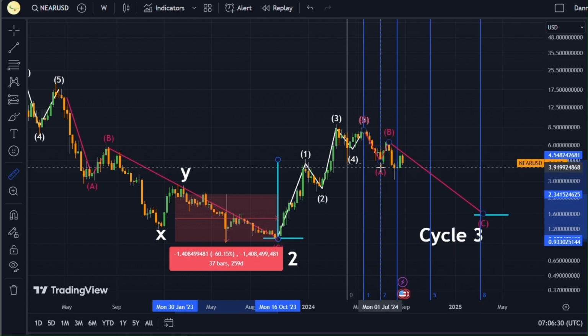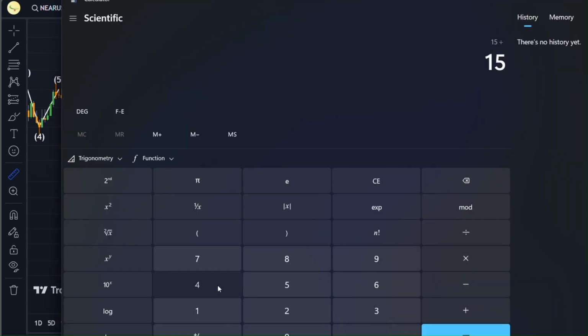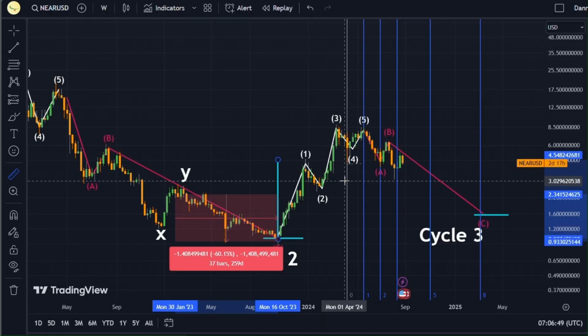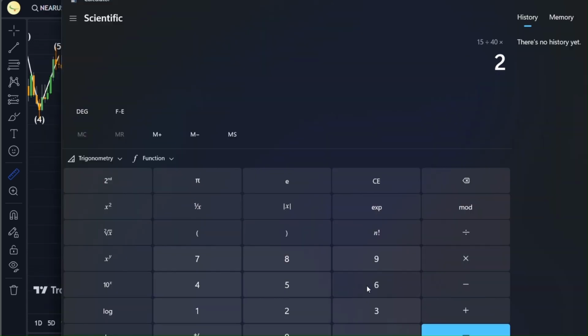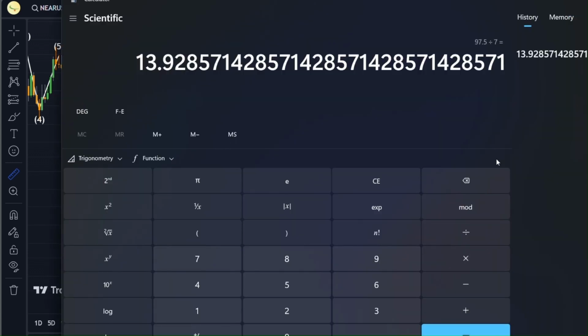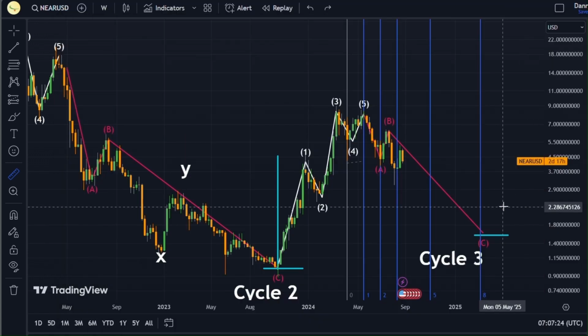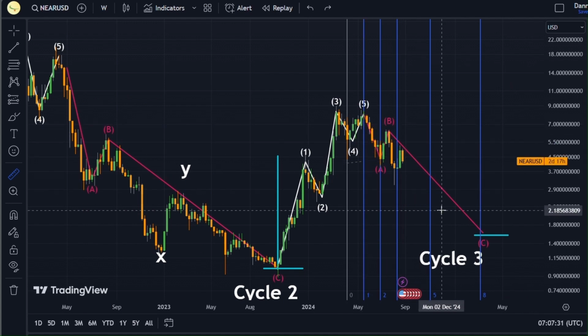So the number will be approximately 15 by 40 multiplied by 260 days, which is approximately 97 days, or approximately 14 weeks. So 14 weeks it is going to take, not more than that. As much time as it took from this point to this point, a similar time it will take.